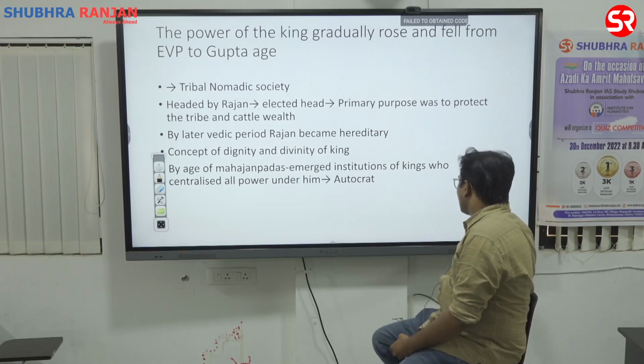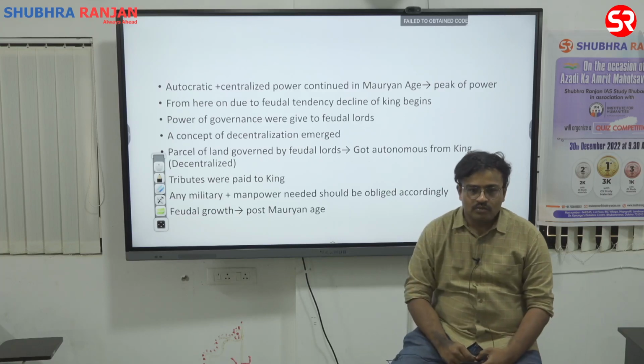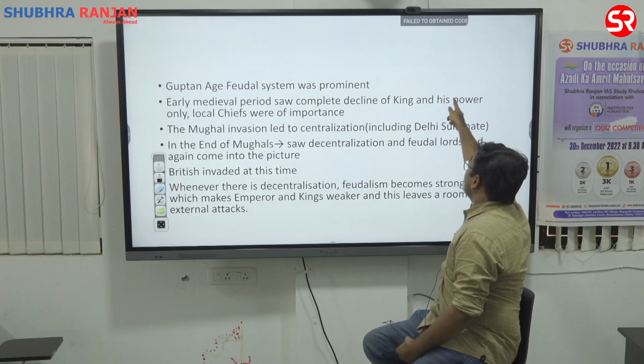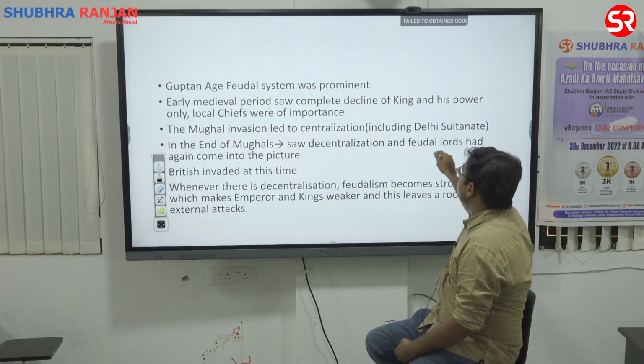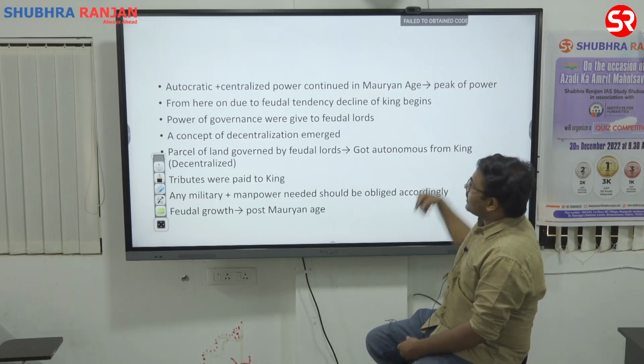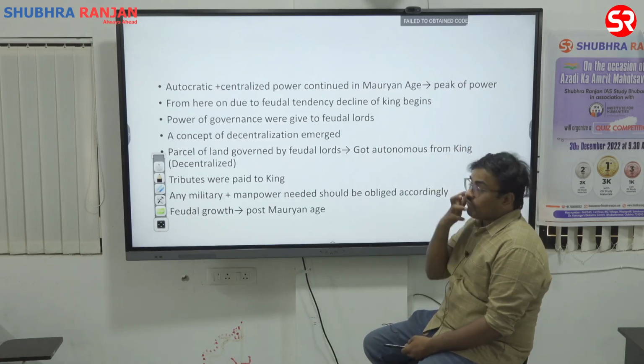The king centralized all power under him. He became an autocrat. So now the king is an autocrat, and this centralized power continued in the Mauryan age, which saw the peak of power in Indian history. From here on, due to feudal tendency, the decline of the king begins.